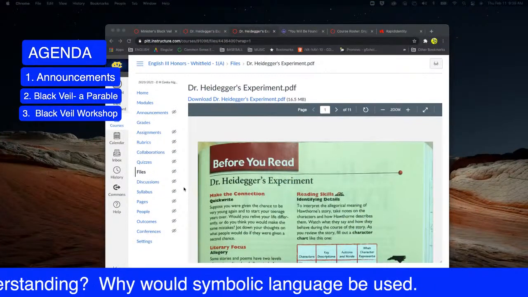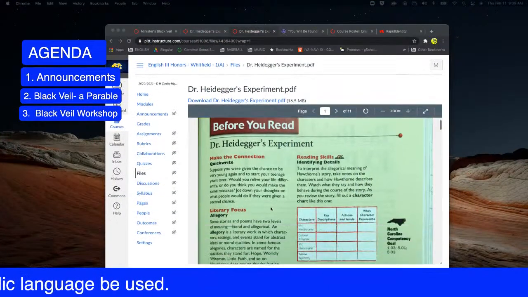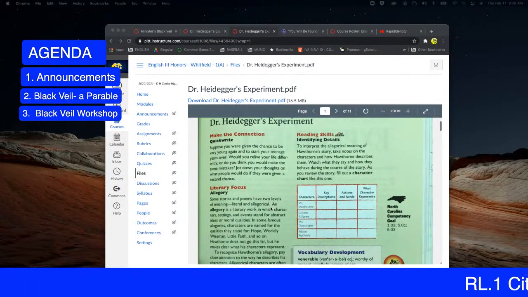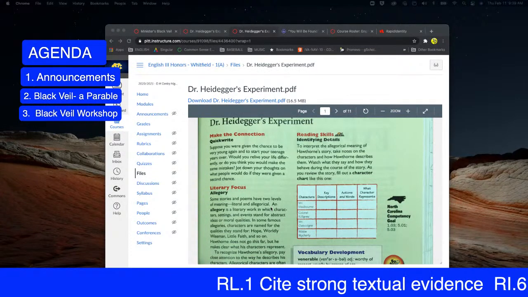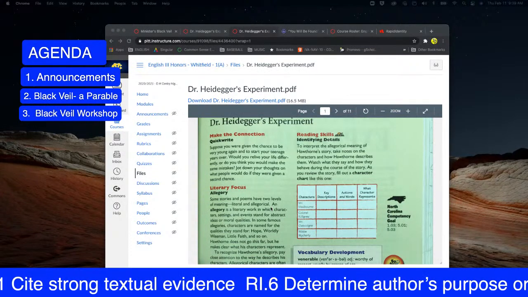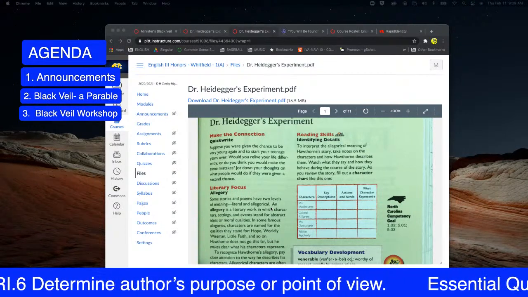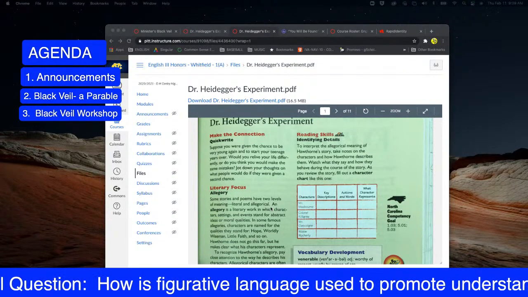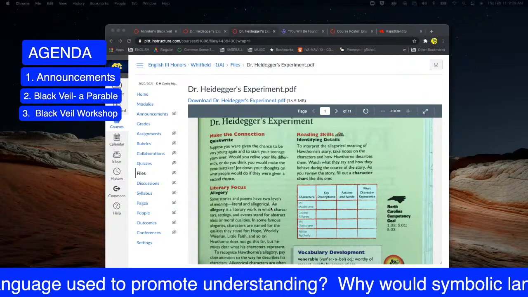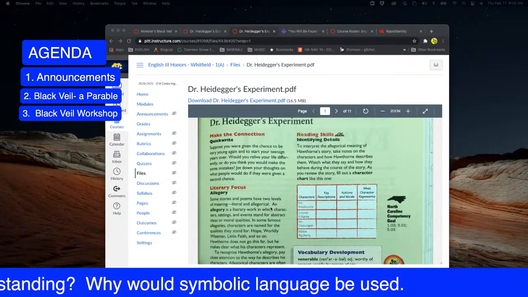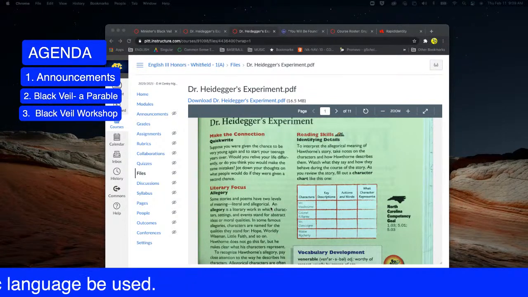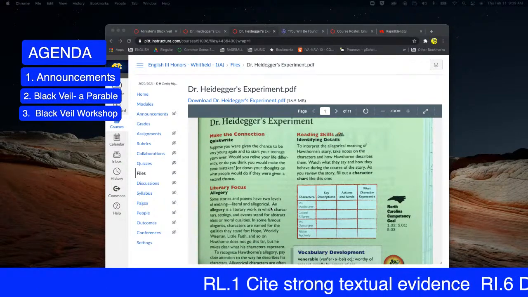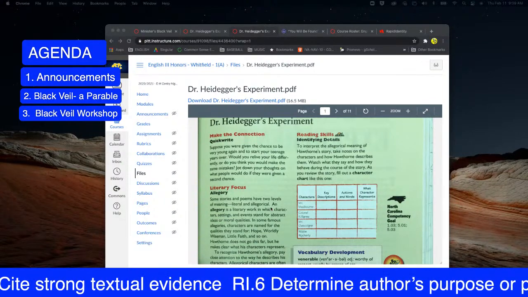There we go. So before you read Dr. Heidegger's Experiment, suppose you were given the chance to be very young again. You'll see this a bit, I think, next week too. So I want you to think about that as you're reading. Suppose you were given the chance to be young again and start your teenage years over, because you're in your teenage years now. But suppose you could start all over again. Not that you want to go back to age 13, but think about that.